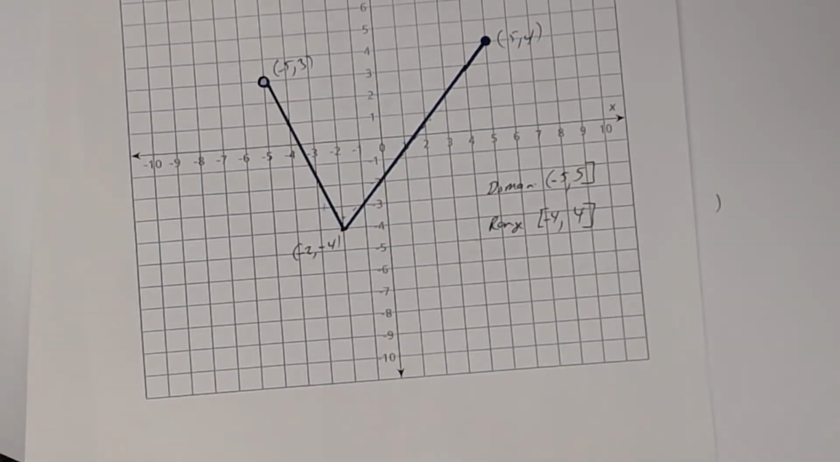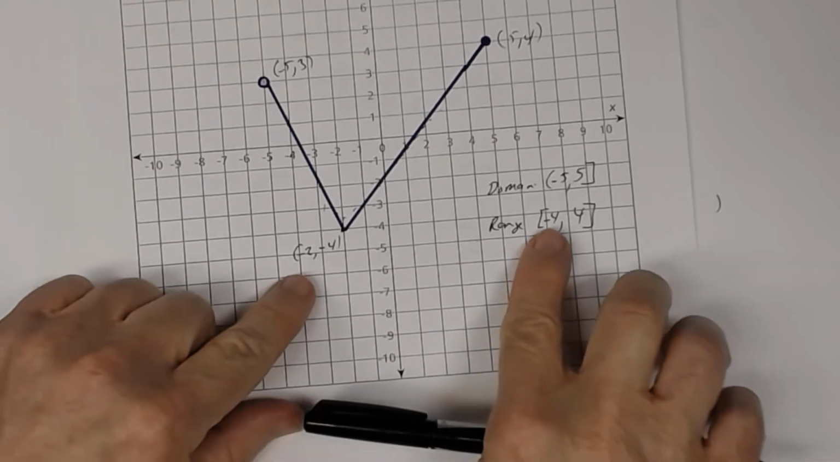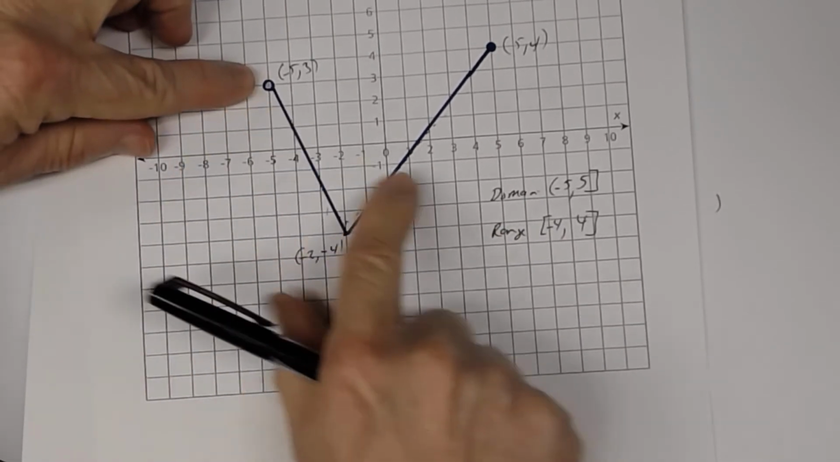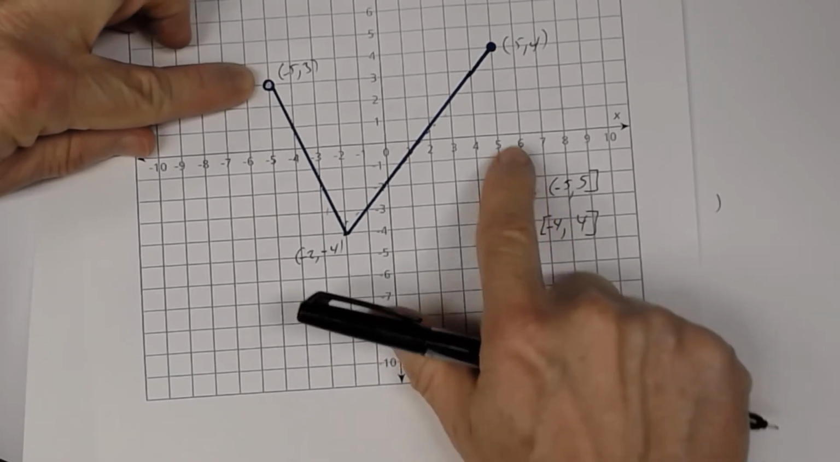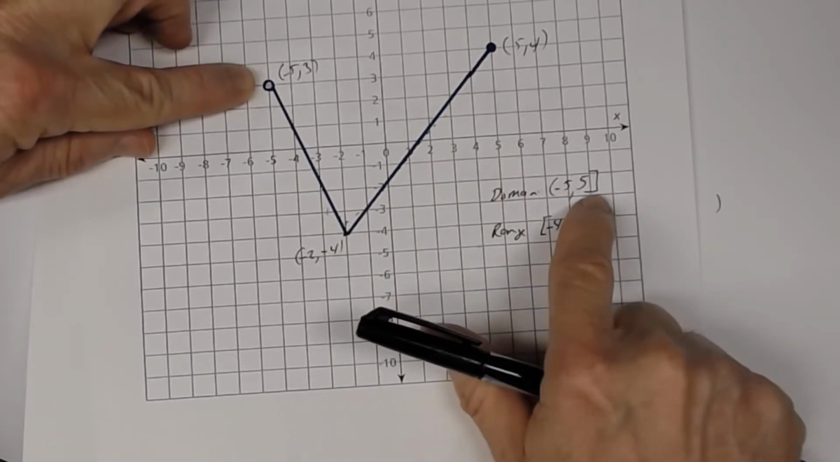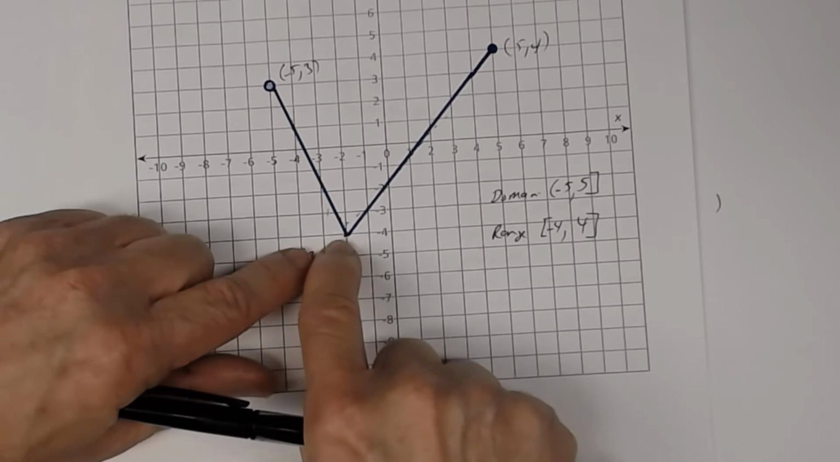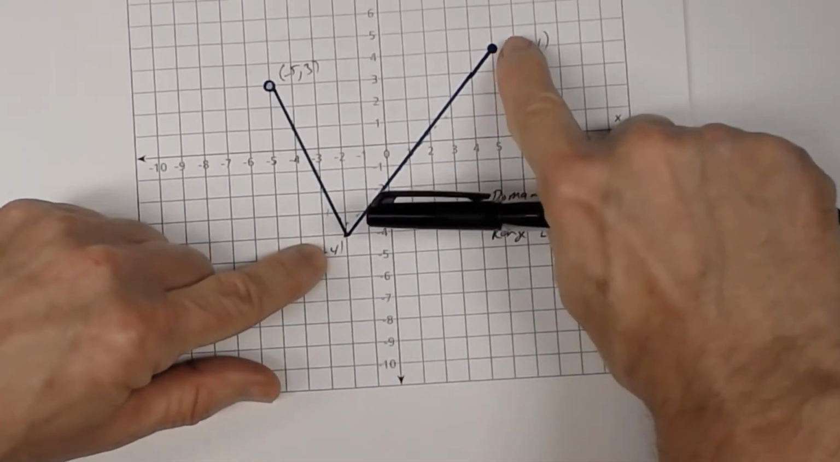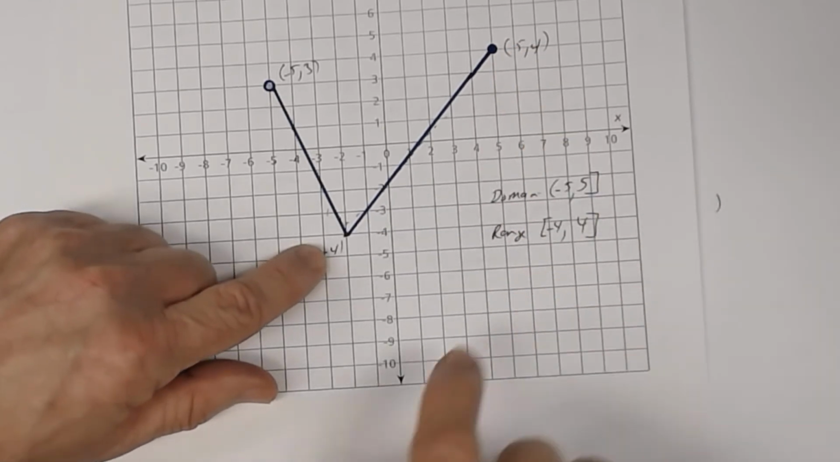Okay? All right. So notice the domain. You started at this open circle, so that's why you see parentheses, and you ended at this closed circle, that's why you see a bracket. The range, you started down here, which is closed, and you ended up here, which is closed. That's why you see brackets.